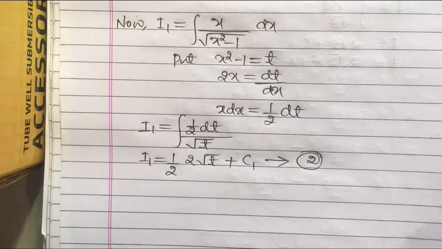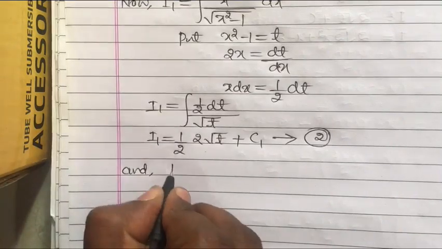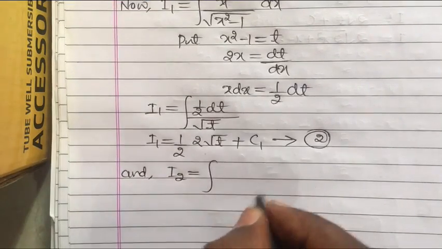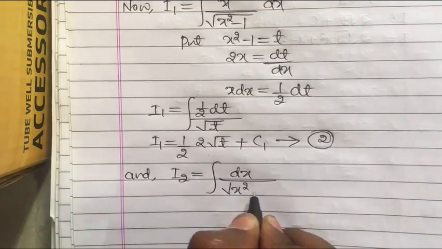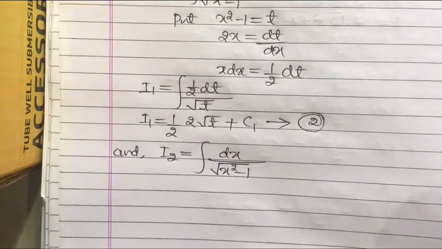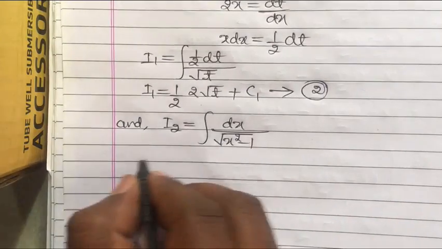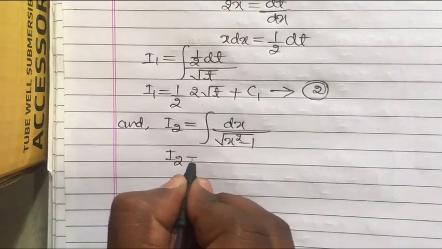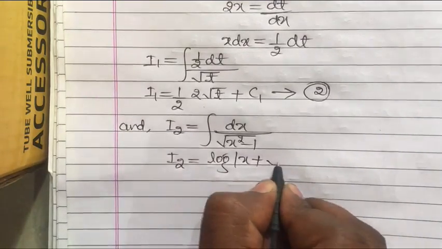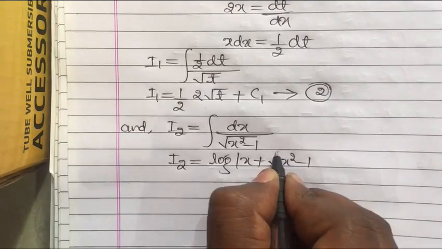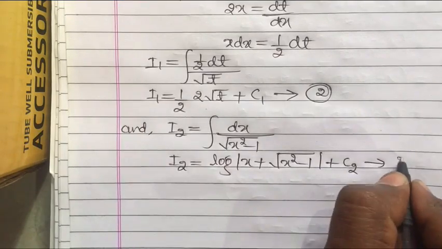So now we have to get the value of I2. I2 is equal to integral dx upon square root of x square minus 1. So this is already there in the standard form now. Integral dx by square root of x square minus a square. So I2 is equal to log mod x plus under root x square minus a square, that is x square minus 1, plus c2. So I take this as equation number 3.